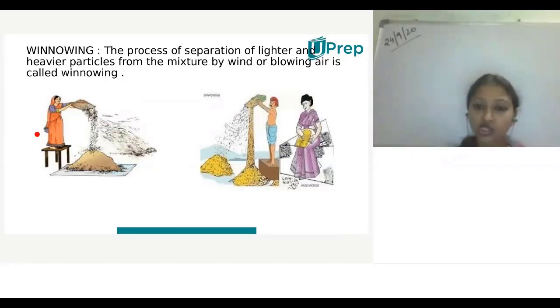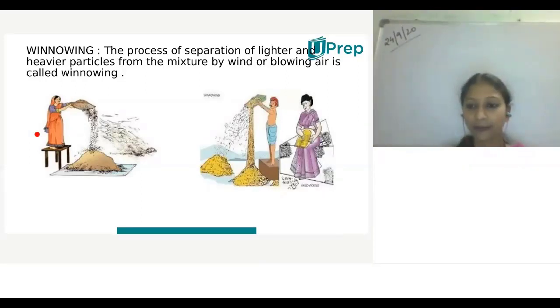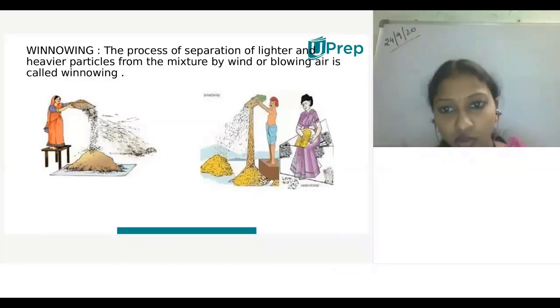So winnowing is used to separate heavier particles from lightweight particles. Even for household purposes, when the mother takes grains or rice, she will definitely do it like this, and the lighter particles are blown off along with the wind or air. This is the simple winnowing process. One component needs to be lighter and the other heavier. Only then can we go with winnowing.